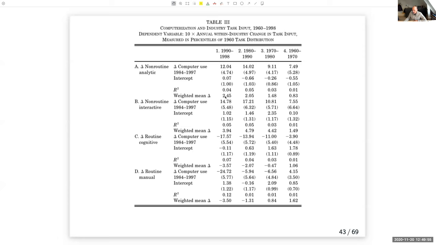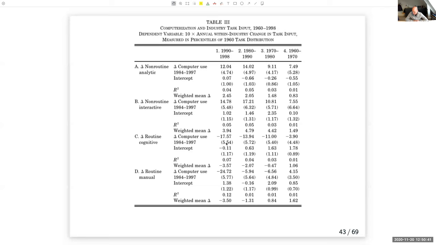So these effects not only have the sign you would expect and are significant, they're also very sizable. You can do the same for non-routine interactive, also positive and significant in the 80s, 90s, more so than in the 60s, 70s. And they're sizable. And then for the routine tasks, of course, you would expect negative coefficients, as you find. And again, they're stronger in the 80s, 90s than they were in the 60s, 70s, and they're relatively sizable as well.